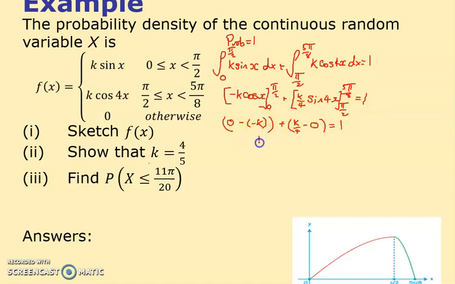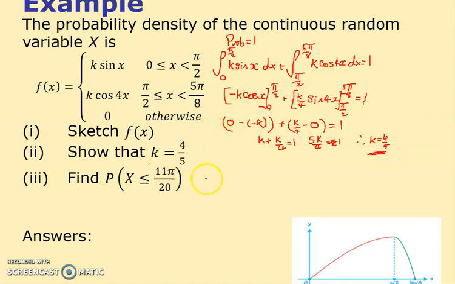So this gives me effectively k plus k over 4 equals 1, which is 5k over 4 equals 1, which therefore implies that k does equal 4/5. So I agree with that. And I've got this last section. Now for this I need to integrate again.